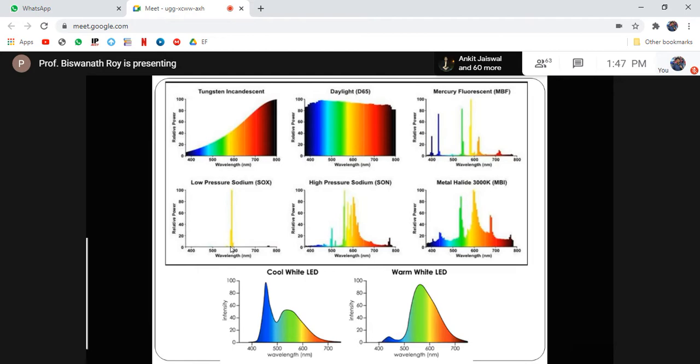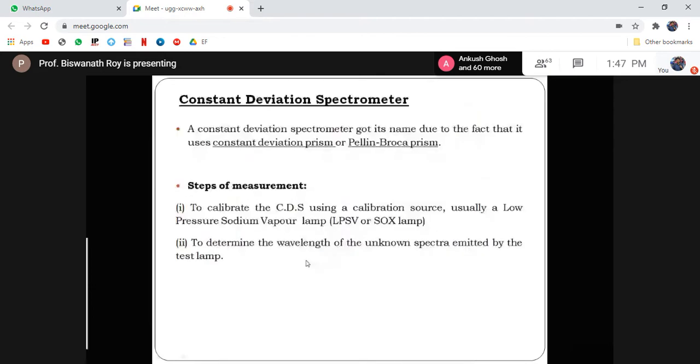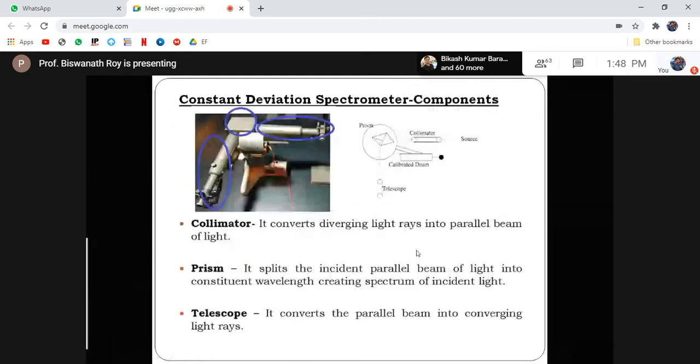Since the wavelength of the radiation is known, the first step is the calibration, and second step, with the calibrated constant deviation spectrometer, we can find out the error. That Shungita madam will discuss. And then we can proceed to measure the wavelength of the different colors emitted by different test lamps. There are three portions of the constant deviation spectrometer. The first one is the collimator. The source, meaning the lamp, is to be placed here.